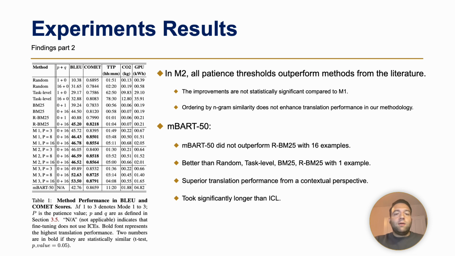In experiment 4, we found that while MBART 50 is designed for translation across 50 languages, it did not exceed the performance of the RBM25 method with 16 examples, which was the best among existing methods. It only outperformed random sampling, task level sampling, BM25, and RBM25 with just one example. Although fine-tuning MBART 50 improved contextual performance according to COMET, the process was significantly more time-consuming than identifying in-context examples and generating inferences with XGLM.